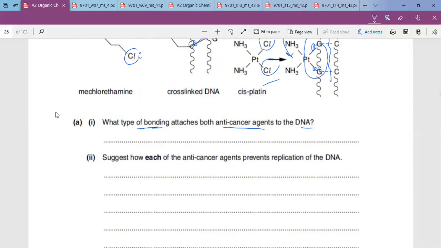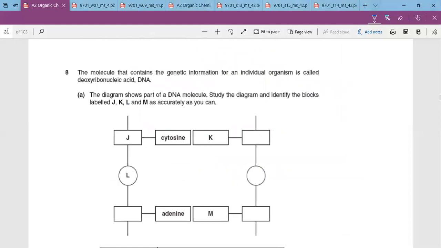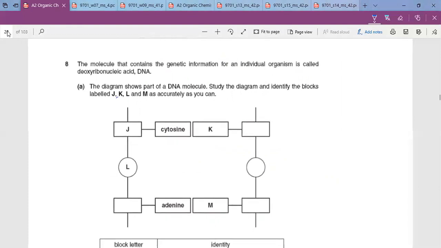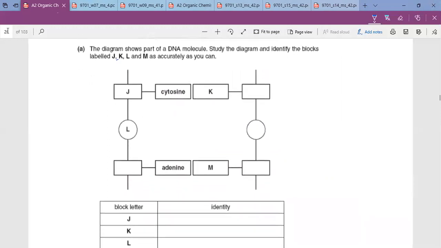No time. 28, 29 also got plenty. You can see here, they ask you, the diagram shows DNA, study the diagram, identify the blocks J, K, L. So simple, isn't it? Easy, kacang putih. These are cytosine, C with G, isn't it? Guanine.